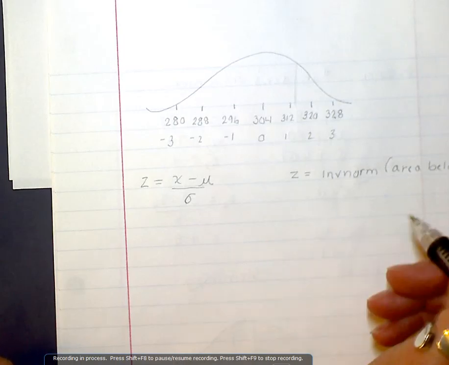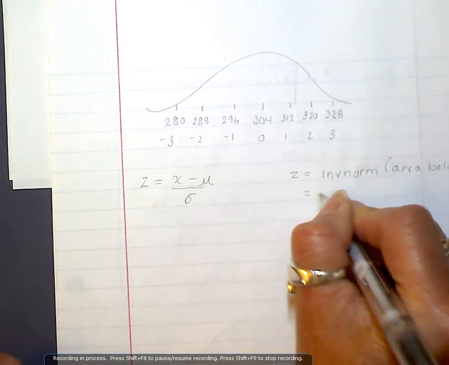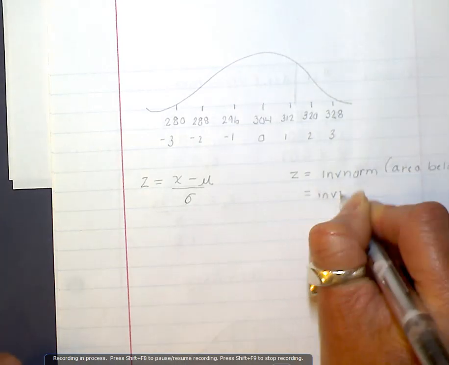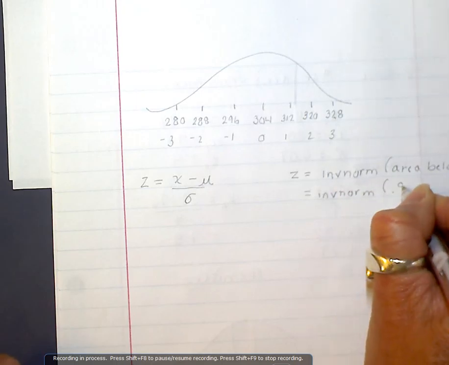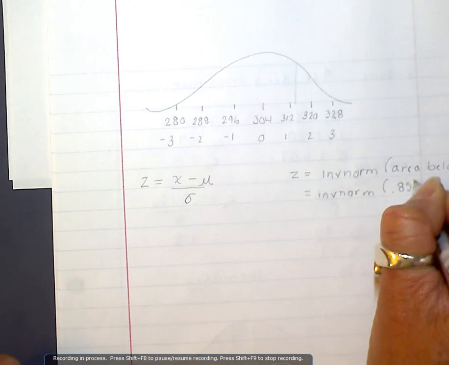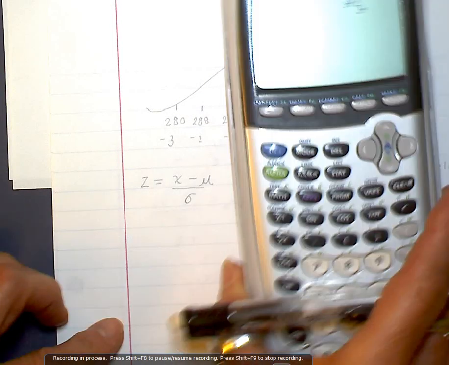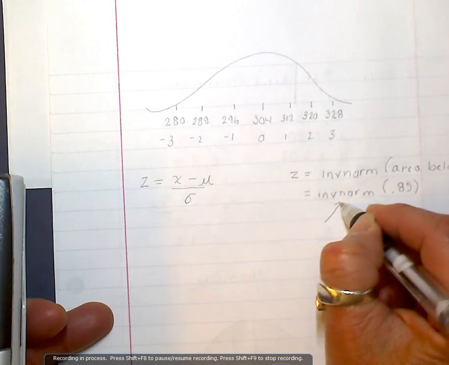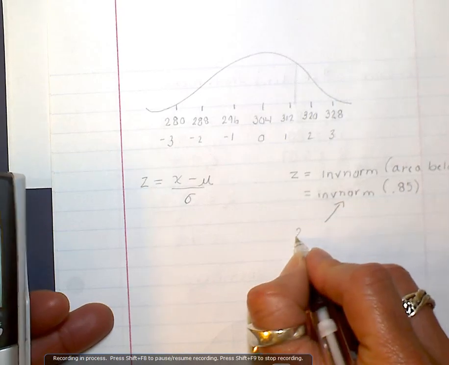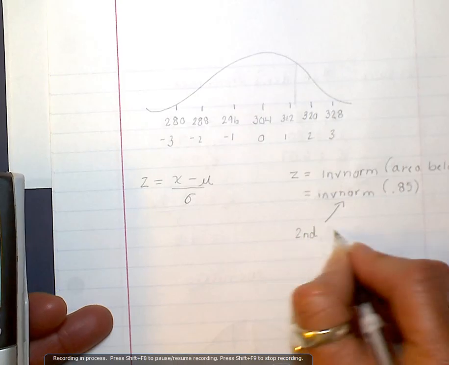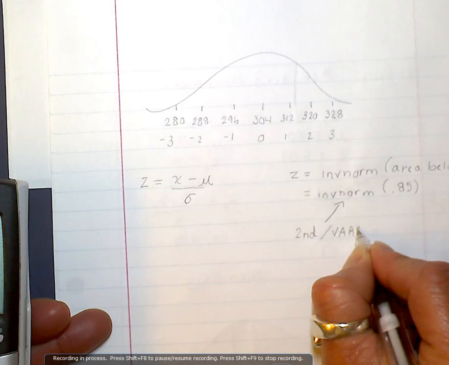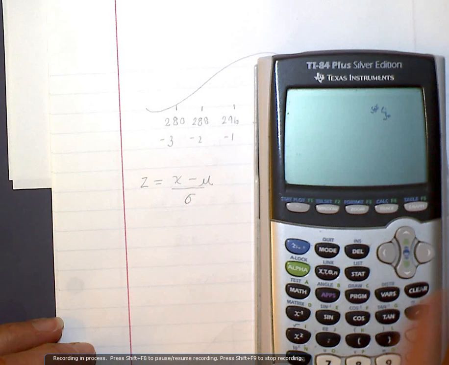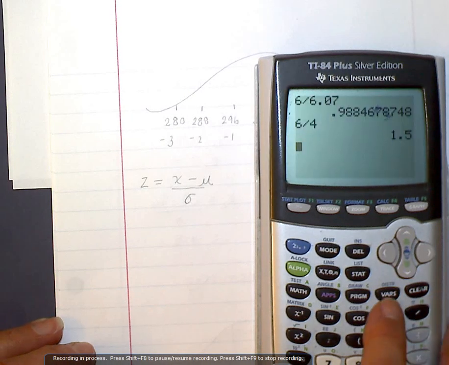Okay? So in our case here, I want to do inverse norm, and the 85th percentile is the area below of 0.85, excuse me. Now, where you find that inverse norm command is in what's called the distribution menu. If you look at your VARS key, which stands for variables, you see above it in either yellow or blue, depending upon your calculator, DISTR. Okay?